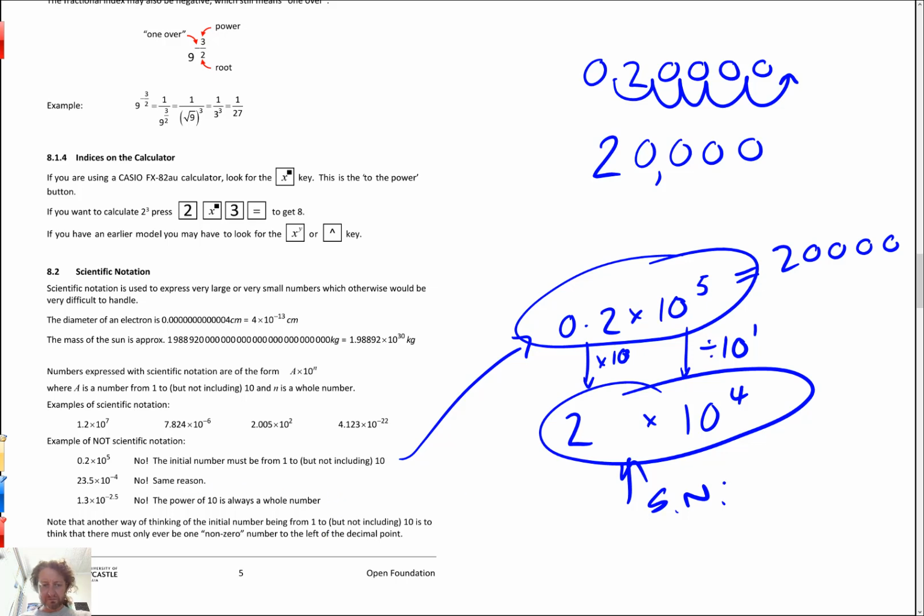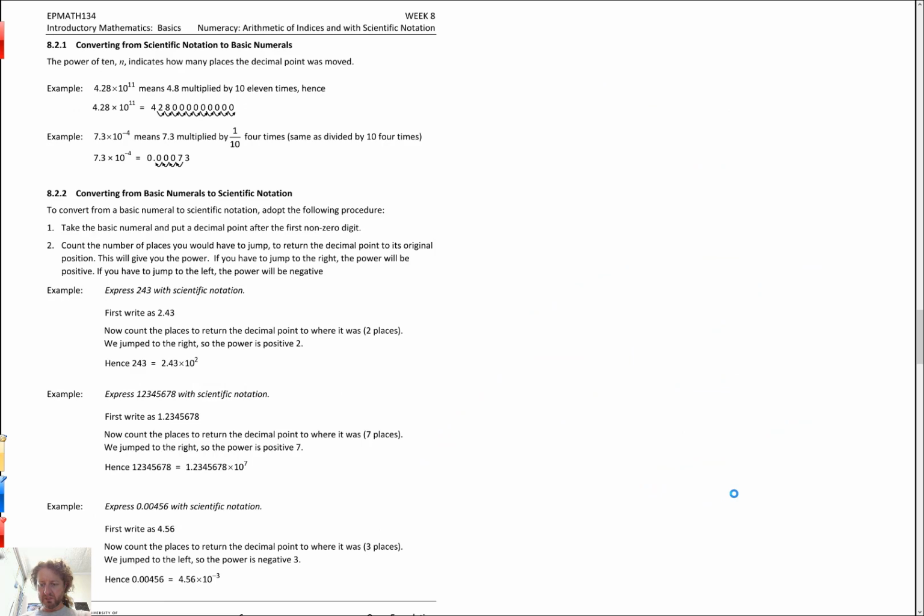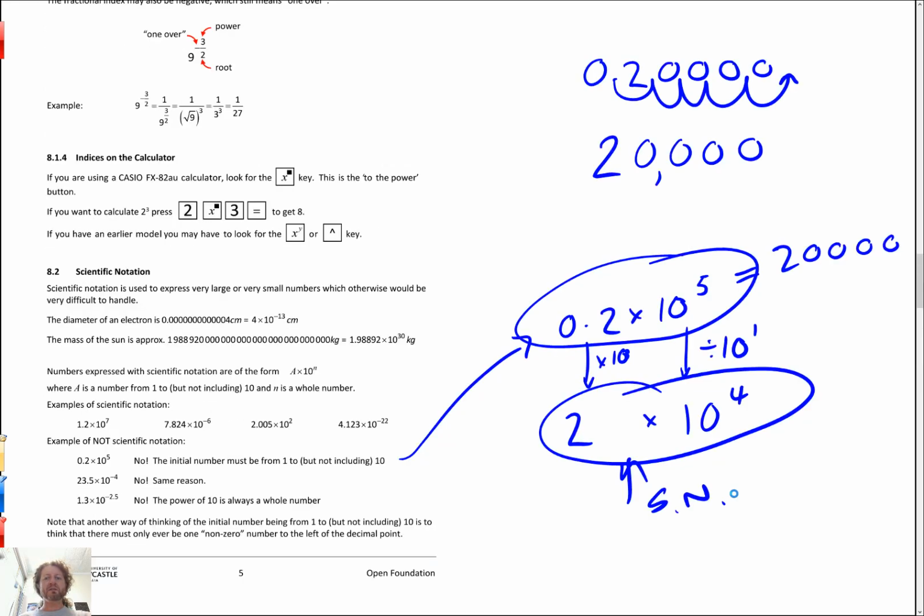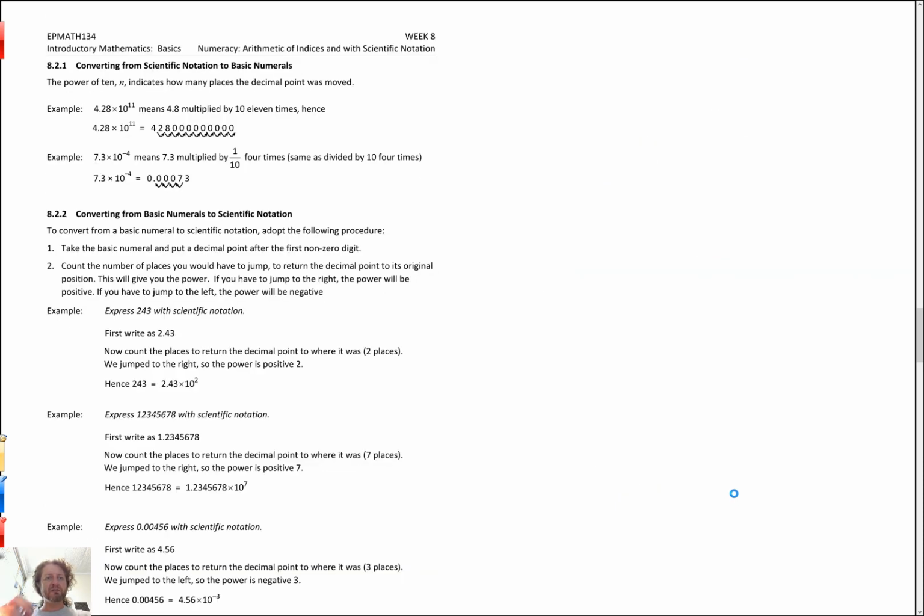what else we got? Oops, did I just go too far? Page up, just checking. So we need to be able to convert from one to the other. First we're starting converting from scientific notation to basic numerals, as in to an ordinary number with no multiplication by 10 or anything. I'll just do a different one. Say I had the example 3.75 by 10 to the 4. Okay, well what's that mean? That means 3.75 by 10 by 10 by 10 by 10. That's what 10 to the 4 means.